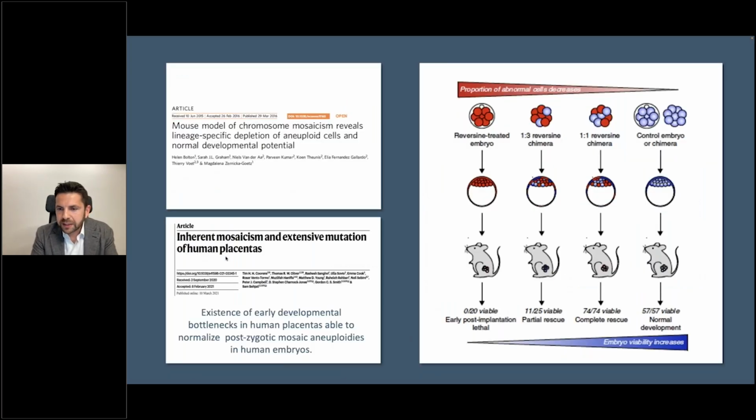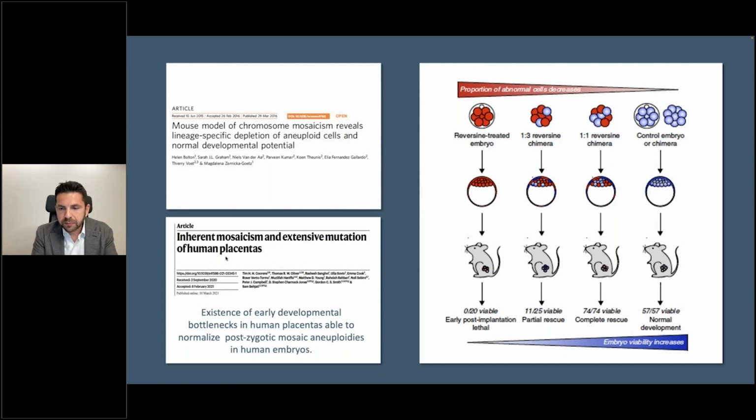How to explain our result? Of course, we may acknowledge that these intermediate copy numbers that we see are real, and the few abnormal cells are confined to a small portion of the trophectoderm and get lost during early stages of post-implantation development, similarly to what has been reported for mouse model by Ellen Bolton and colleagues.